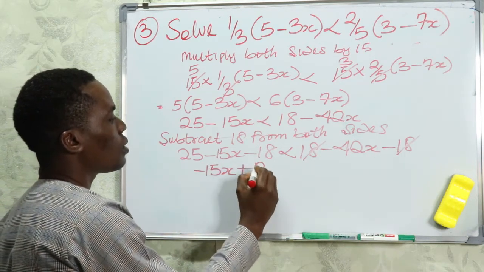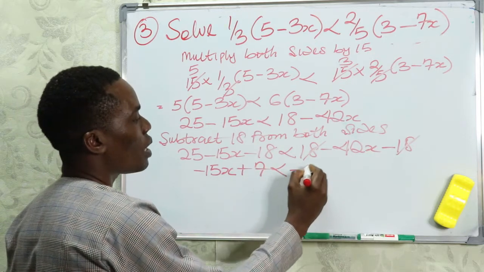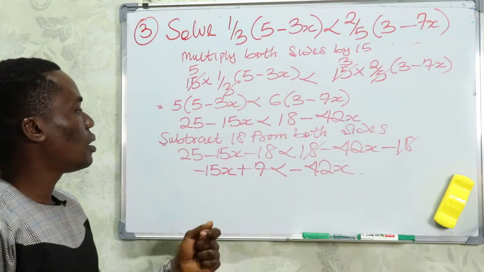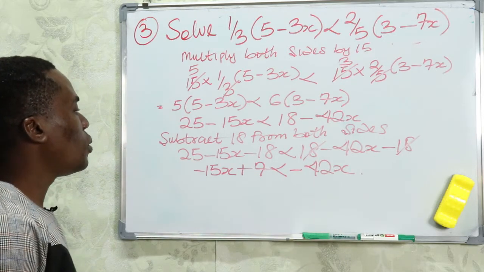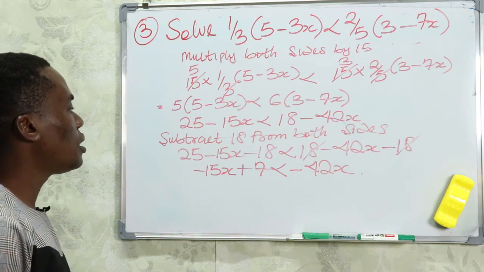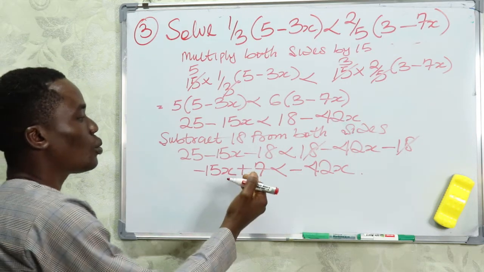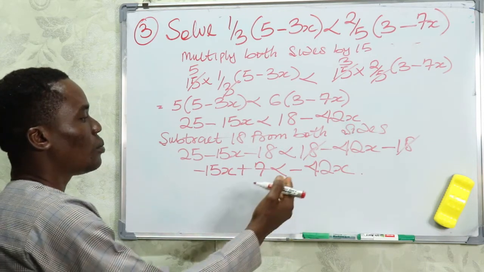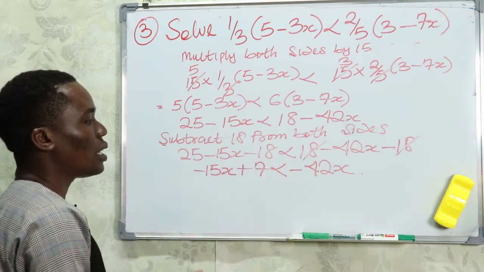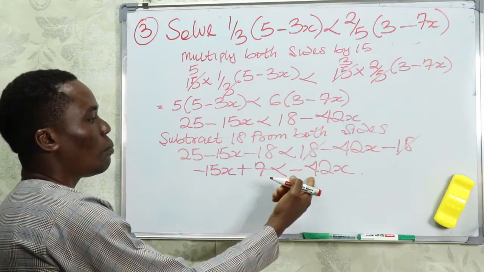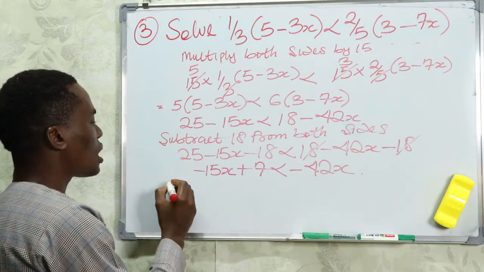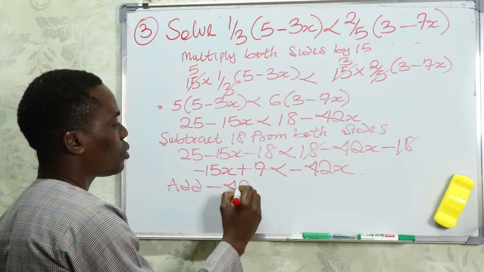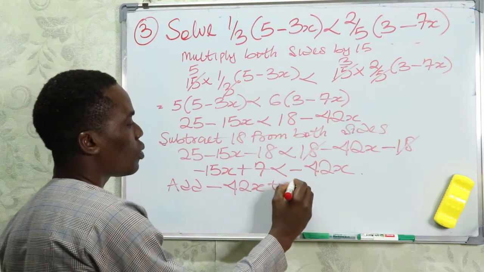plus 7 is less than minus 42x, right? So the next thing we are going to look at now is how to reduce 7 from this side. So if we want to take 42x away from this side, we'll have to add 42x to both sides.